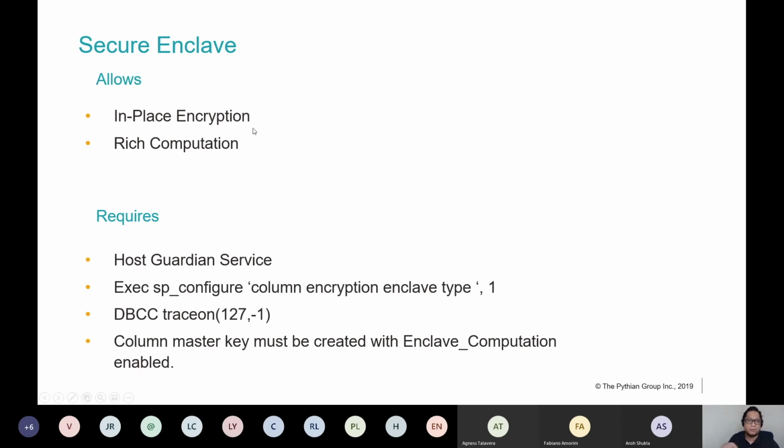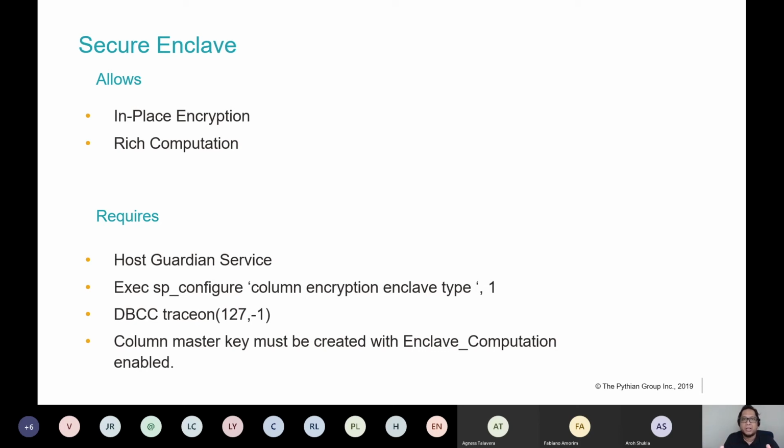When we say in-place encryption, remember earlier when we encrypted that table, because there's existing information, it needs to remigrate the data. For Always Encrypted, you cannot do that using SSMS, as I said earlier, because it's not pulling the data out, since there's no client. For Secure Enclave, you can do in-place encryption. You can manipulate your data within the secure enclave. For example, if you want to re-encrypt your data using a new master key, you can do that on the server. There's no need to pull the data to the client. If you want to do rich computation, that's what Secure Enclave allows you to do.